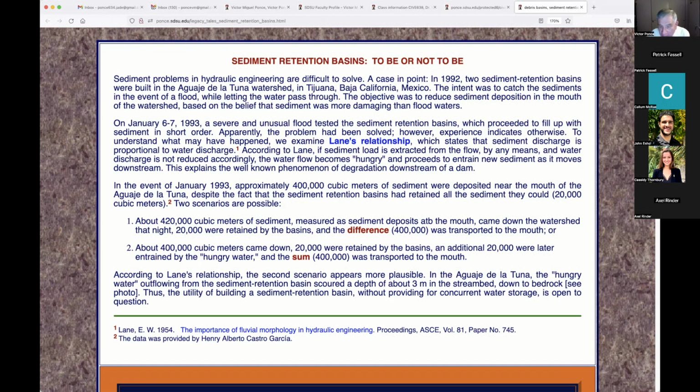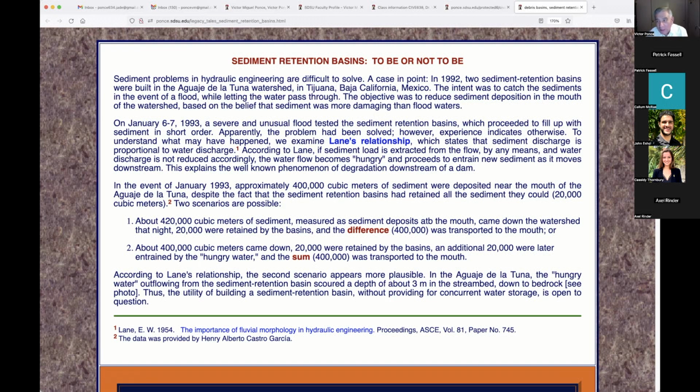20,000 were retained by the basins. An additional 20,000 were later entrained by the hungry water, and the sum, 400,000, was transported to the mouth. We believe that the second scenario, according to the Lane principle, is entirely possible and overwhelms, in terms of the Lane relation, the first scenario.